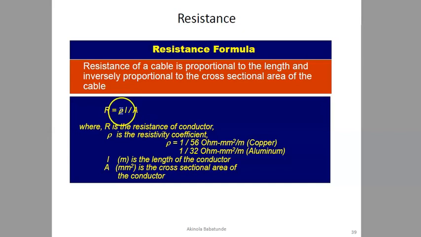Now the value for rho varies. It's not the same, so it depends on the type of conductors we have. For copper, it is 1/56 ohm millimeters squared per meter, and then for aluminium, it is 1/32. For different other materials, the values are going to be different.